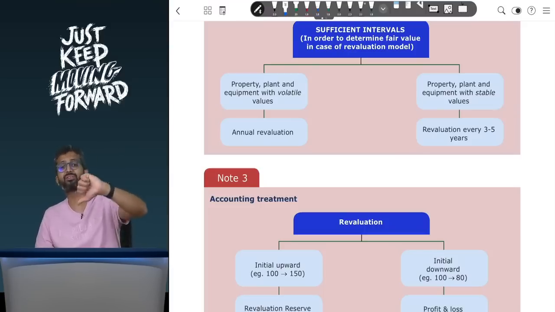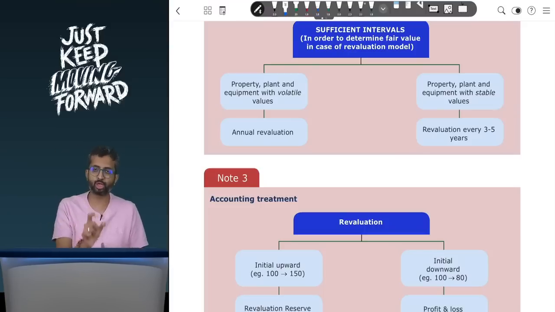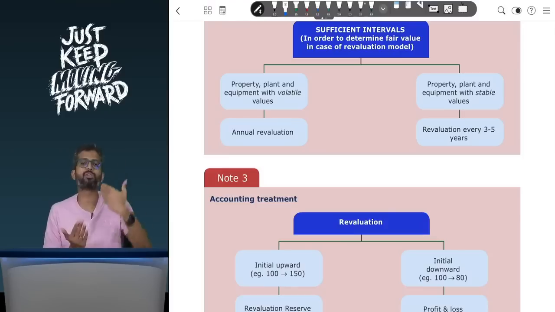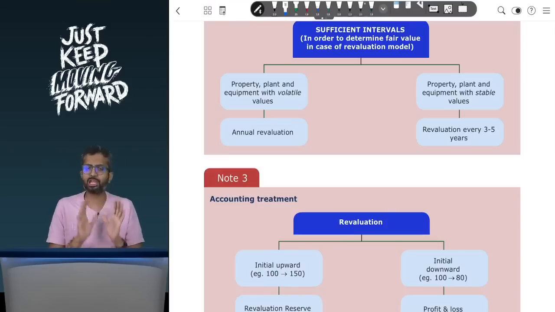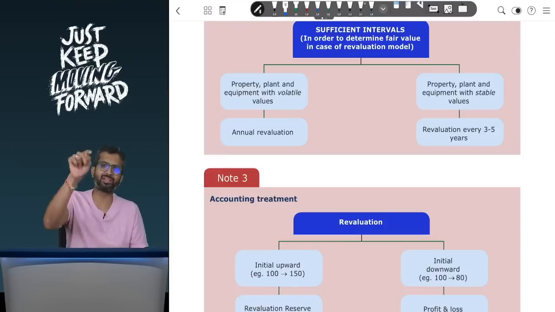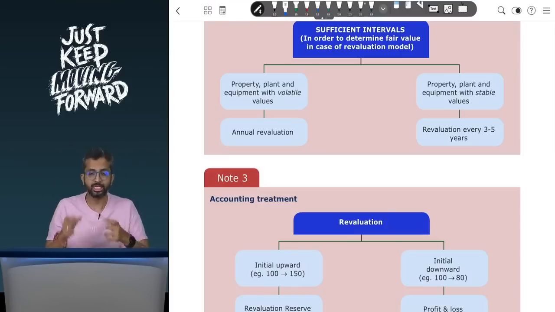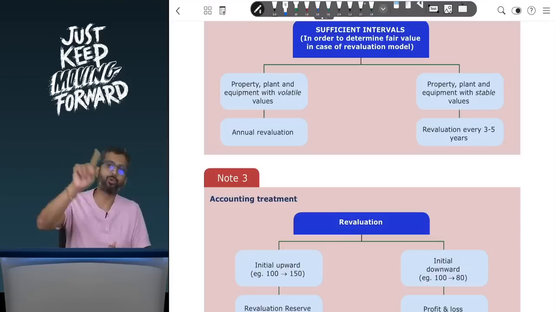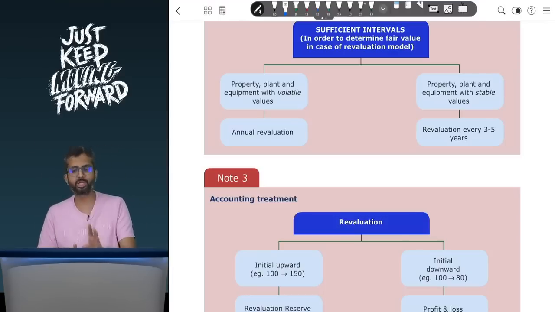However, what if there's an initial downward revaluation, it goes from 100 to 80, then the downward revaluation as per prudence will go to the P&L. Okay, let's say there was an initial upward, you went from 100 to 150, you took the 50 rupees to the revaluation surplus, and 150 is the value of the asset. Later, the asset falls from 150 to 80, in which case there's a 70 rupees subsequent downward revaluation that will first be adjusted against the revaluation reserve, and excess 20 will be taken to the P&L.